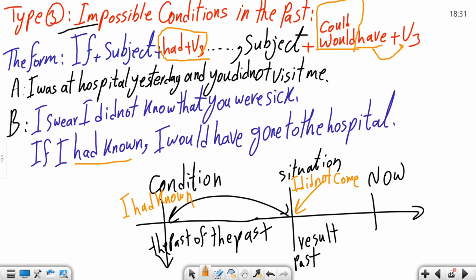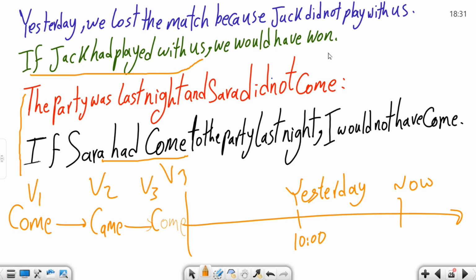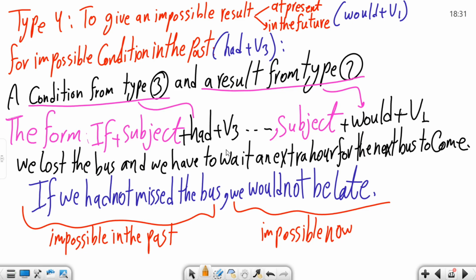As you see here, for example, in this example, we would have won, had played. This is a regular verb. And again, my friends, if you want to know the differences between regular and irregular verbs and how we add ed or change the third form, you can go back to previous classes. And we say, if Sarah had come to the party, I would not have come. So this is an impossible condition because Sarah didn't come, and this is an impossible result. I wouldn't have come because I came and everything was okay.